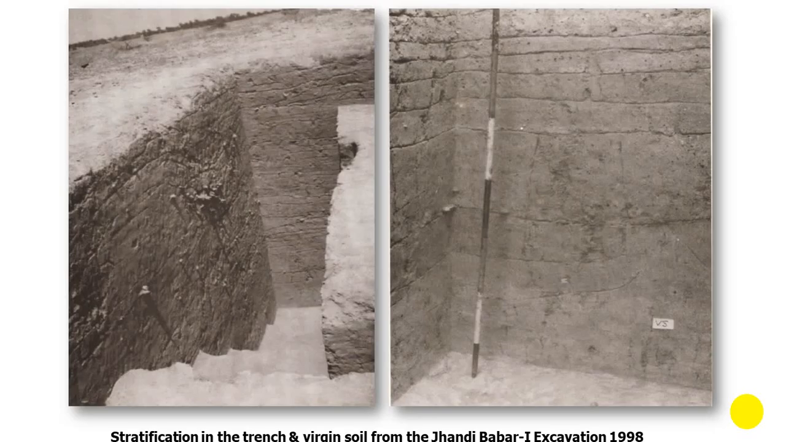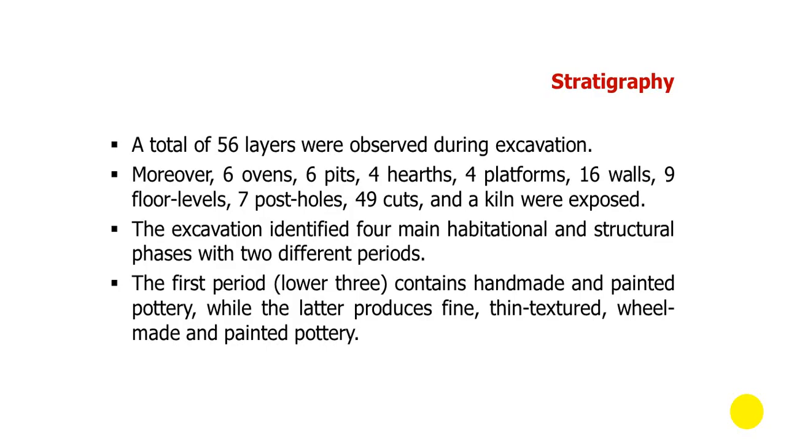You can see the stratification in the trench along with virgin soil, and the different layers are visible in the pictures. Stratigraphy. So a total of 56 layers were observed during the excavation, along with 6 ovens, 6 pits, 4 hearths, 4 platforms, 16 walls, 9 floor levels, 7 post holes, 49 cuts, and a kiln exposed during the excavation.